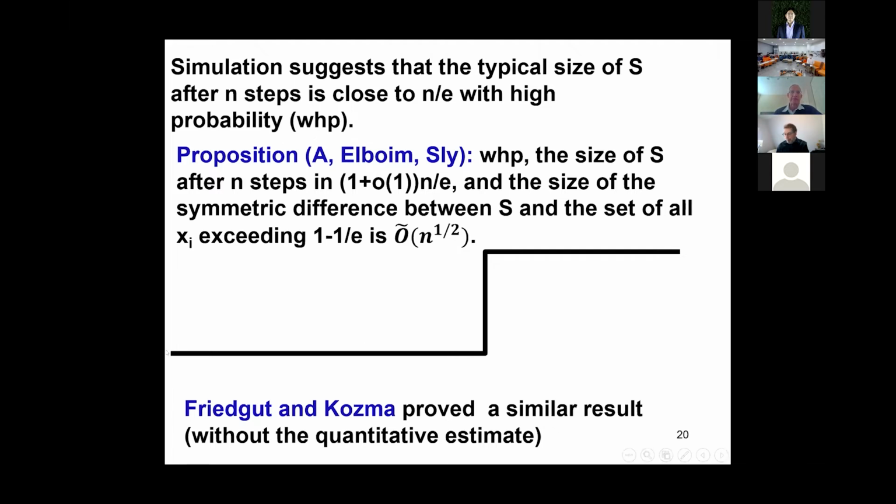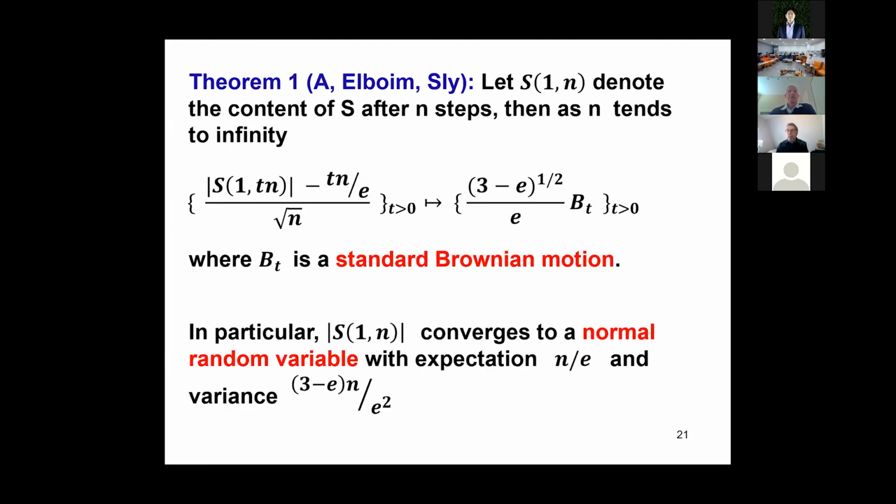So the picture looks like the ones that you see here, right? Almost all the big elements stay, almost all the small elements leave. And I wrote here that Friedwood and Kozma also analyzed a similar infinite process and proved something similar without the quantitative estimates, but basically similar. But we know much more, so let me tell you some more detailed information. So here is the first theorem with Elboim and Allan's slide.